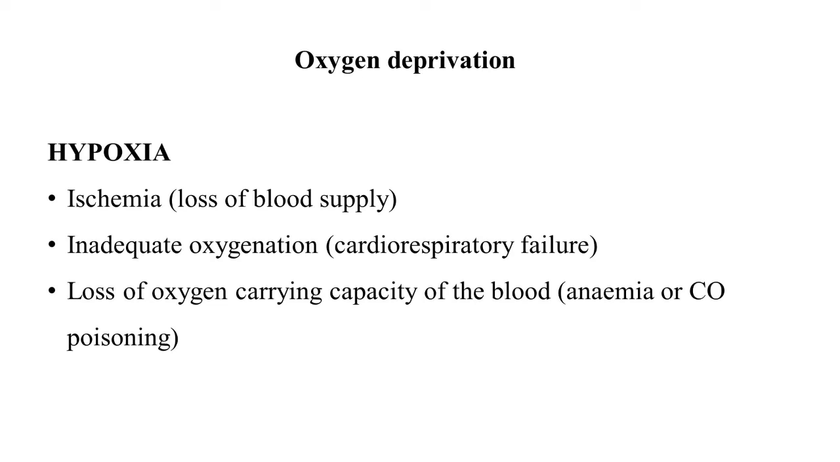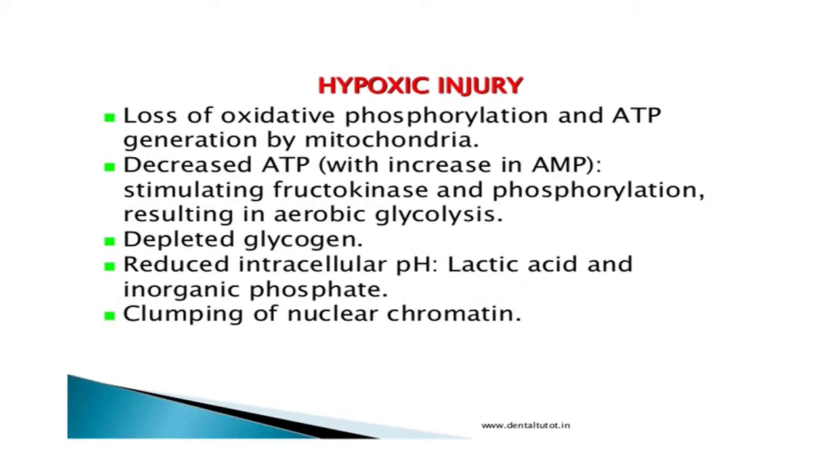Loss of oxygen carrying capacity of the blood. If an individual has anemia or carbon monoxide poisoning, it means the capacity of the blood to carry oxygen is very low. These are some of the causes of hypoxia. Hypoxic injury may come about when there's a loss of oxidative phosphorylation and ATP. ATP, adenosine triphosphate, is the energy generation found in the mitochondria, and when it is lost, you are going to have a hypoxic injury.